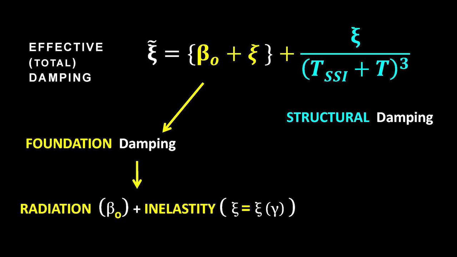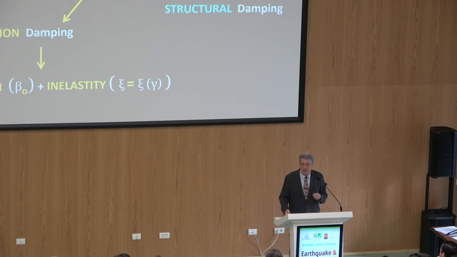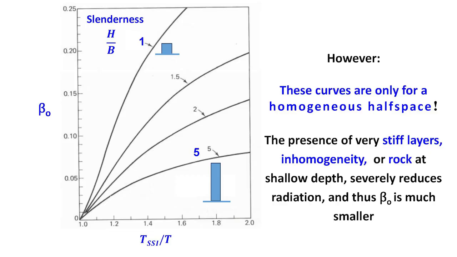Now, the damping, the effective total damping of this system has a structural component, which I don't deal with at the end. This Xi that you see here is the usual 5% or whatever else is appropriate for the structure. But this green part is the foundation damping. And it has 2 components: the radiation damping and the hysteretic damping, due to inelasticity of the soil, the fact that the soil is not linear. And of course, it's a function of gamma. I will talk just about the radiation damping, and here is the important thing.